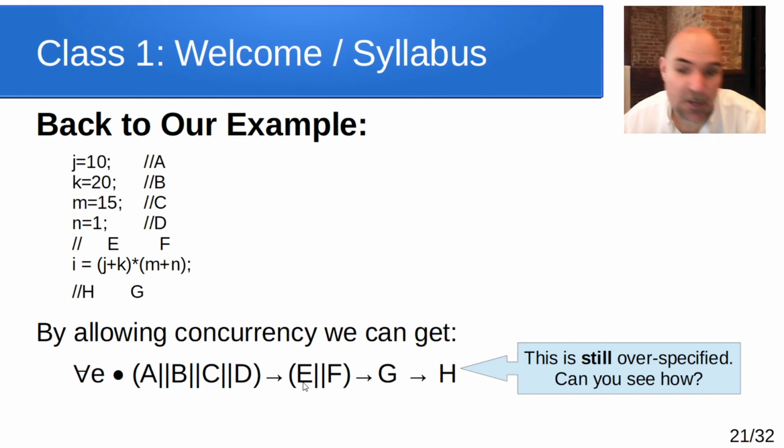All right, so how can we fix it? How could we rewrite this so that it's no longer overspecified? And I'll give you another couple seconds to take a look at that and see if you can figure out how you would do that. But we know, and I'll give you a hint, A and B have to happen before E, and C and D have to happen before F.